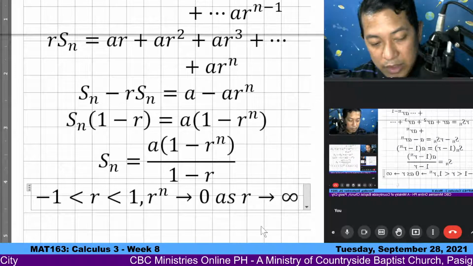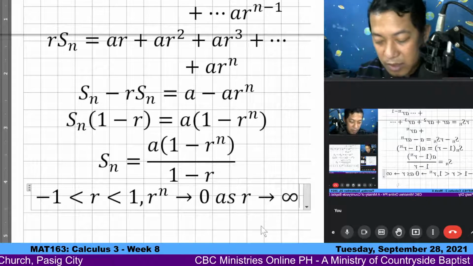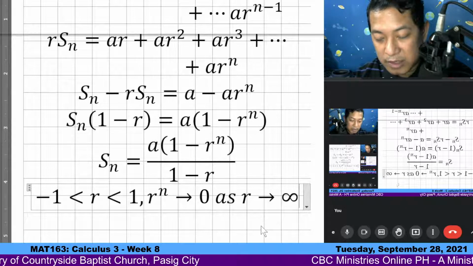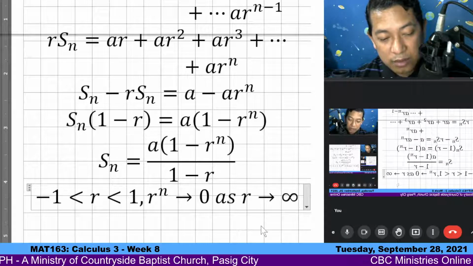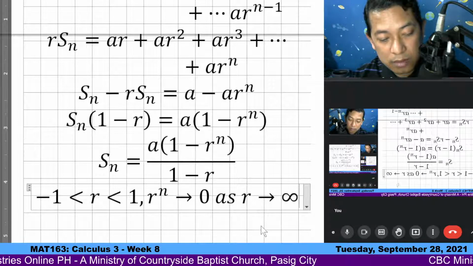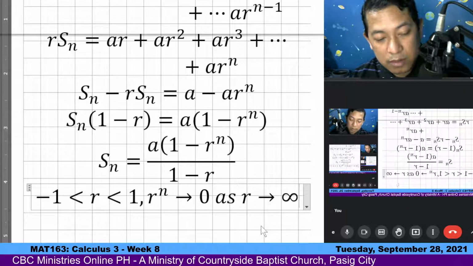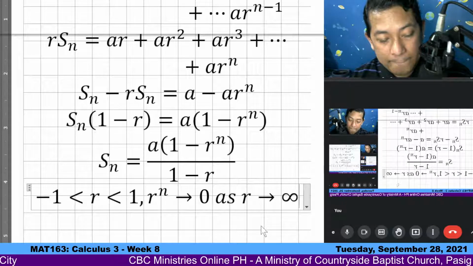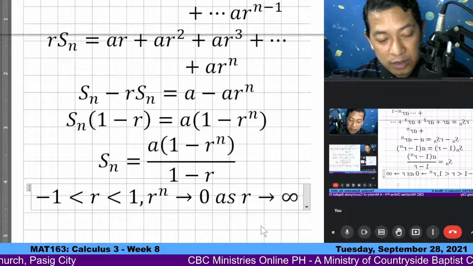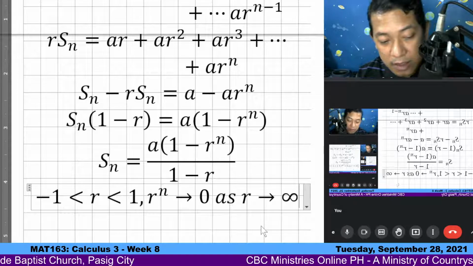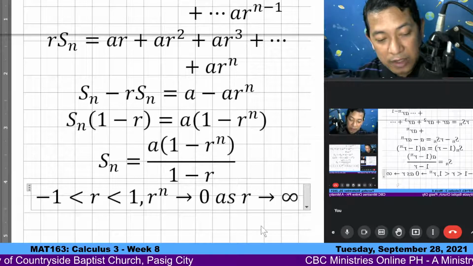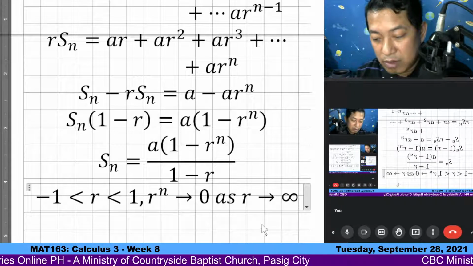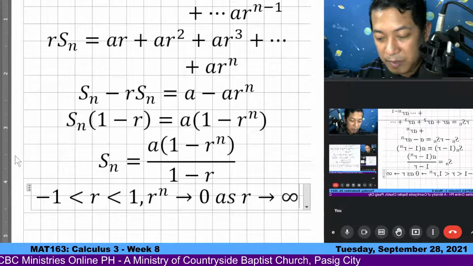Yan po ang condition na yan. And that would be the case, we could always compute this if that would be the case, no? So kung yung R raised to N is 0, so that becomes A na lang. A, as R approaches infinity. So ang mangyayari dyan, no, we could always simplify this.